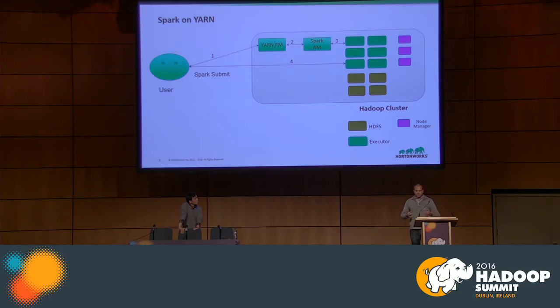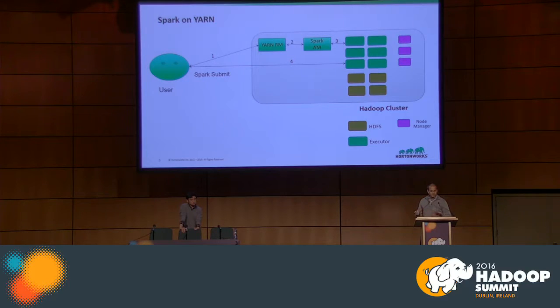So with this context, let's double-click on running Spark on Yarn. When a user submits a job, what happens? They contact the Yarn resource manager, and under the covers, the resource manager allocates a special container, and that special container happens to be a Yarn application master for Spark. That application master then requests Yarn to get more executors as requested by the application. And then those executors are spun up on the cluster.